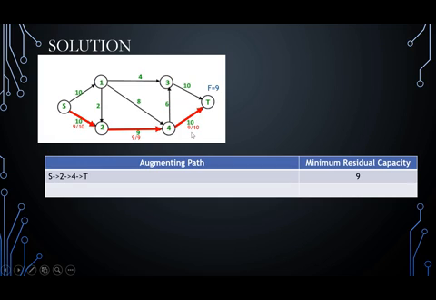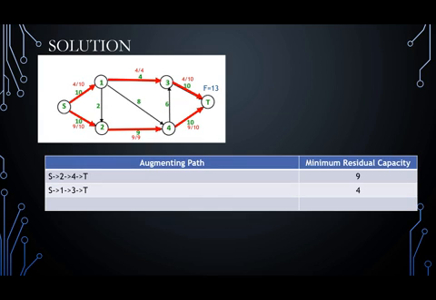So the remaining or residual capacities: 4 to T residual capacity is 1, and residual capacity of S to 2 is 1. Okay. So now one of the augmenting paths is completed. Taken as another augmenting path, I take another path from S to 1, 1 to 3 and 3 to T.